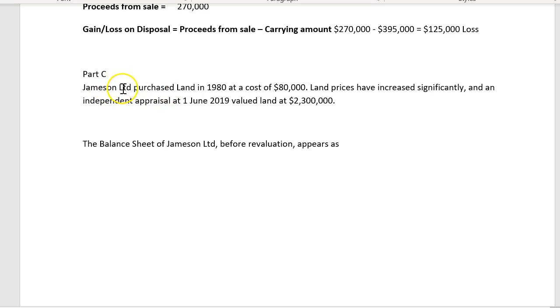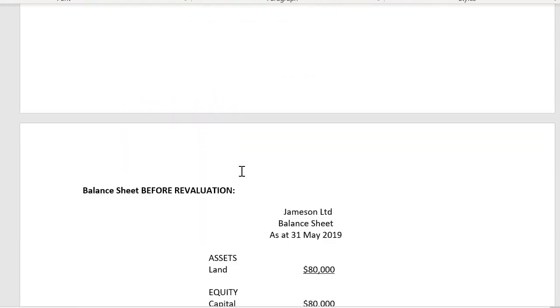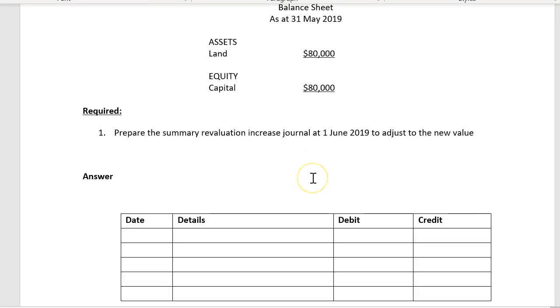Okay, it says Jamson Limited purchased land in 1980 at a cost of 80,000. Land prices have increased significantly, and an independent appraisal at 1st of June 2019 valued land at 2.3 million. Okay, you're given the balance sheet of Jamson Limited before revaluation. So what you're asked to do is to prepare a summary revaluation journal at 1st of June 2019 to adjust land to its new value.